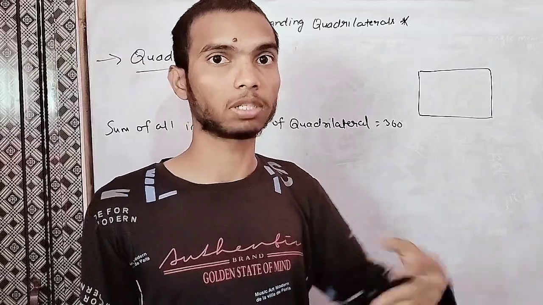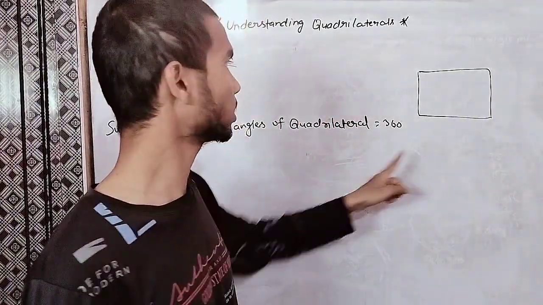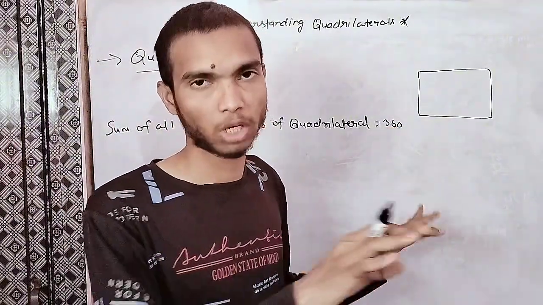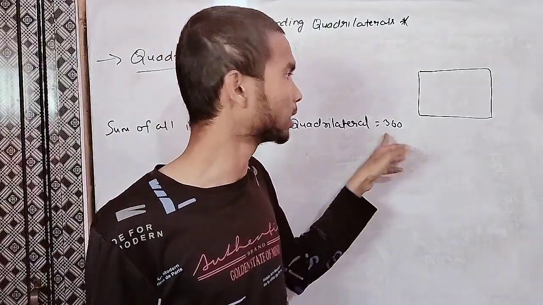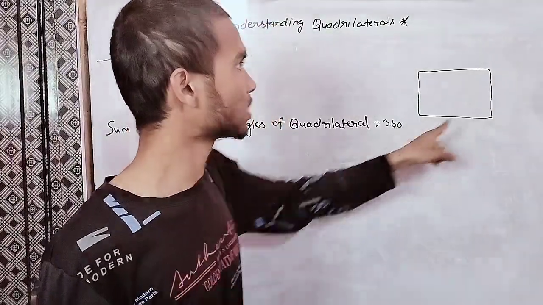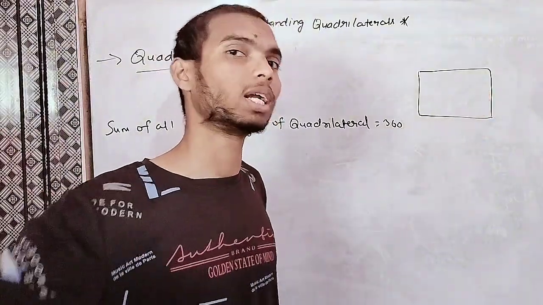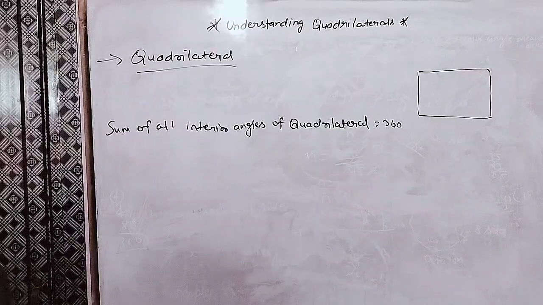But here there is a difference between that and this. Here we are not using (n minus 2) multiplied by 180. Rather, we are saying that the sum of all interior angles of a quadrilateral will be 360. Till here, are you crystal clear?